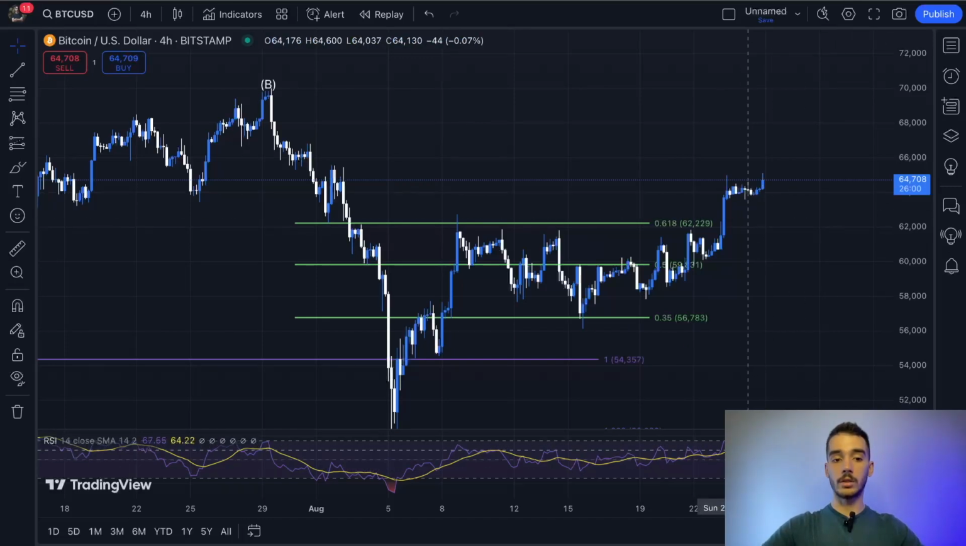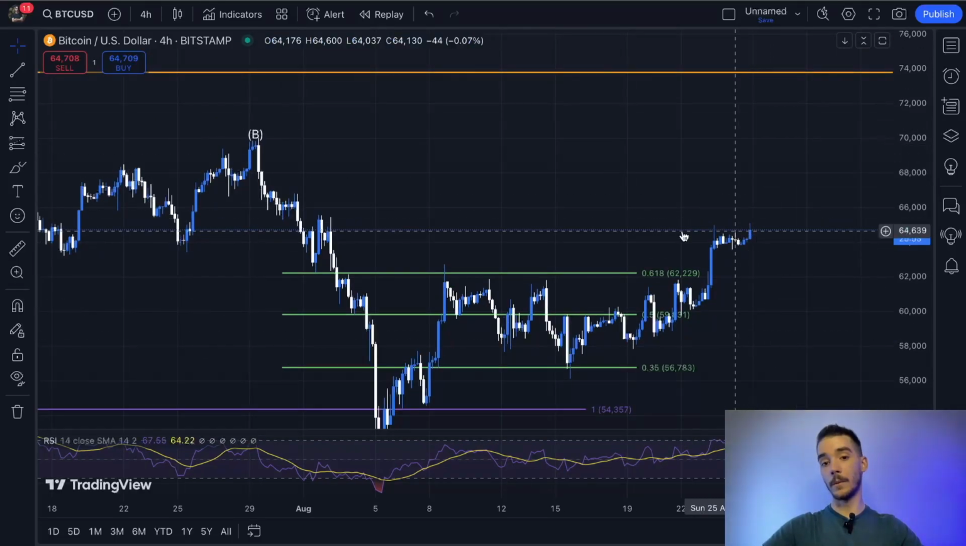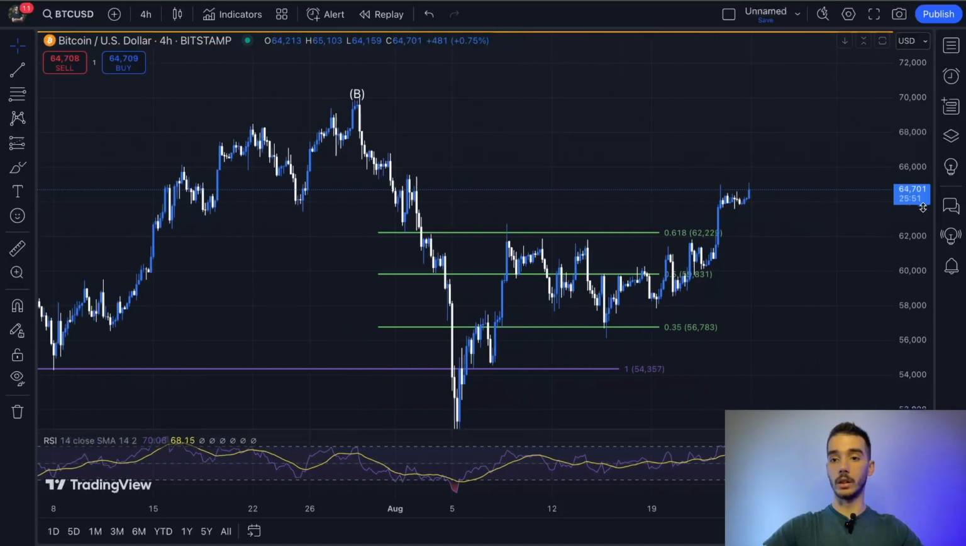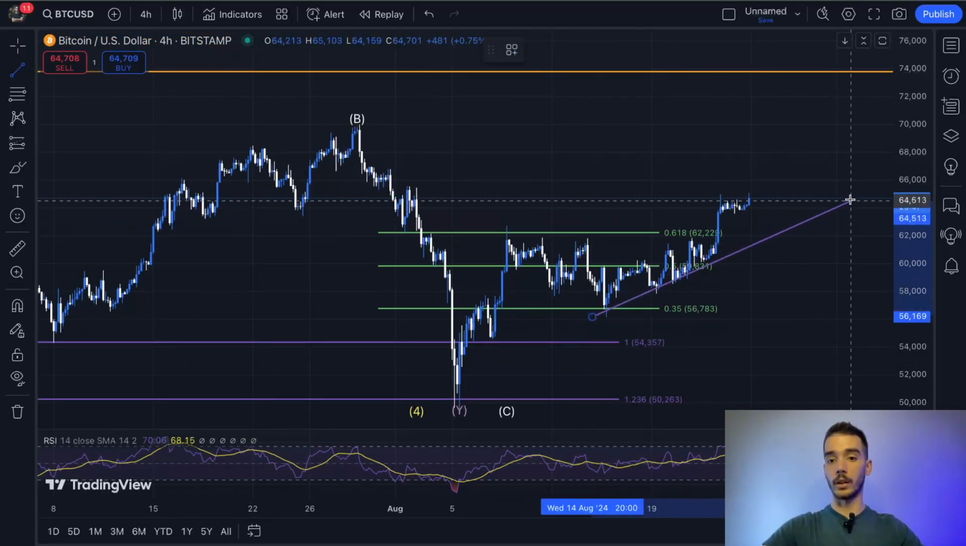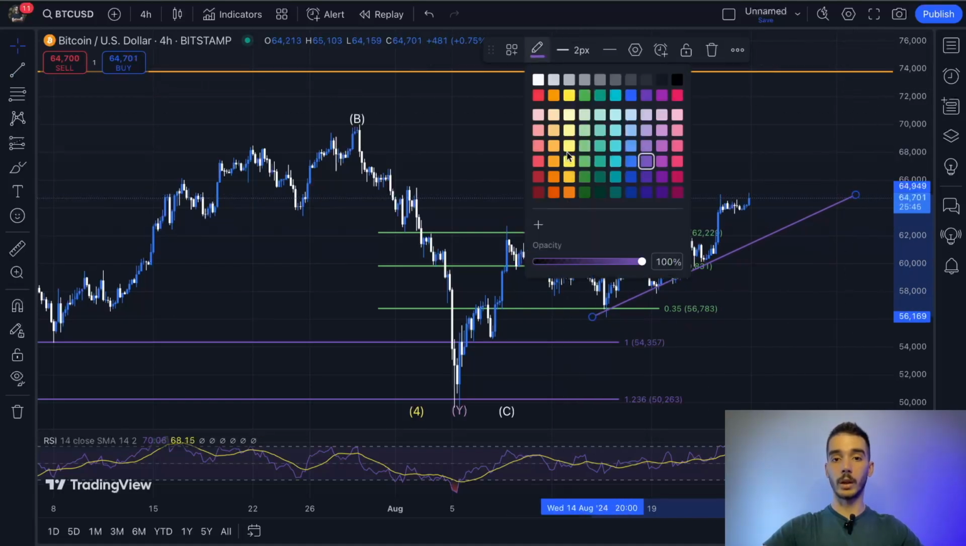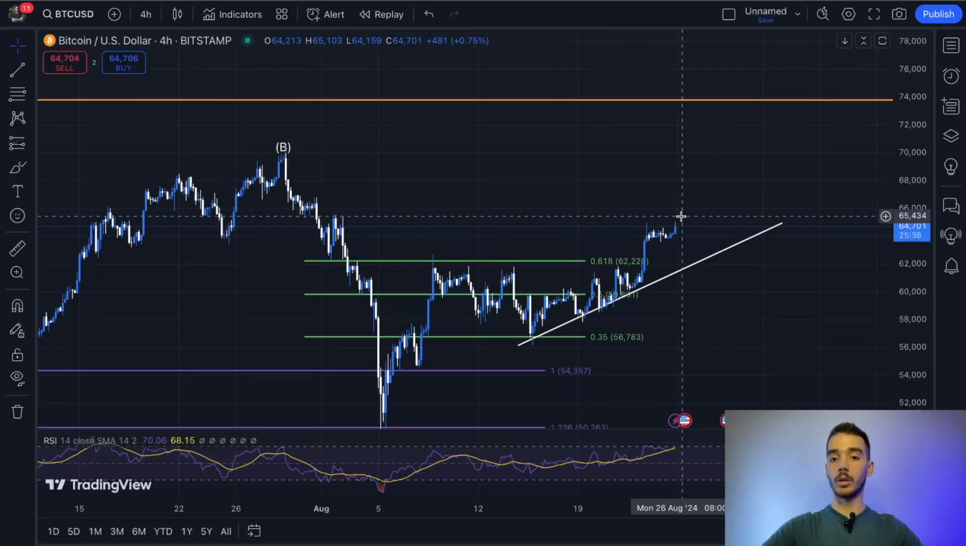The RSI is topped out, but it's not overextended, so we can potentially see Bitcoin go up a bit more before we see a potential retest of this support right here. So we have this support right here. So we can potentially see prices go up a little bit more before seeing a potential test of the support.